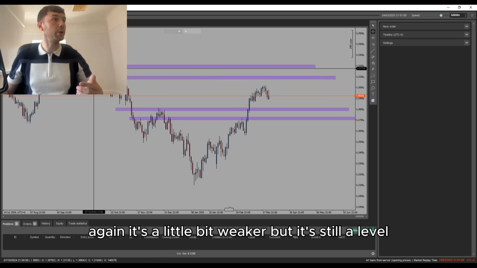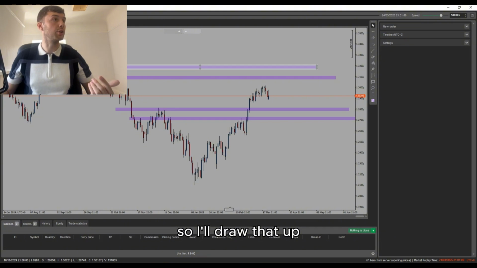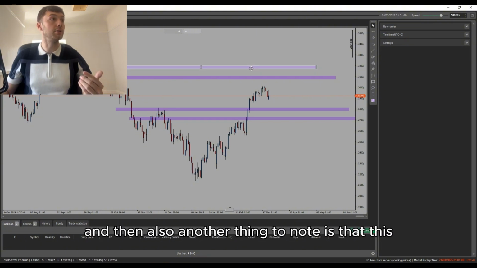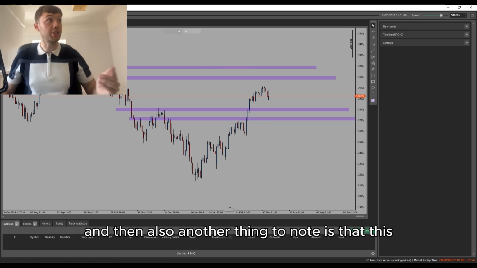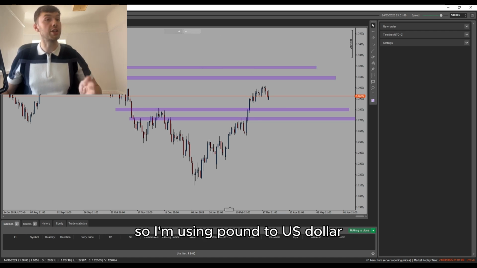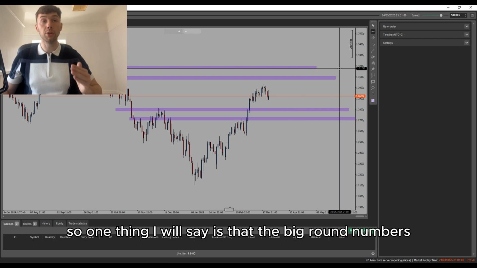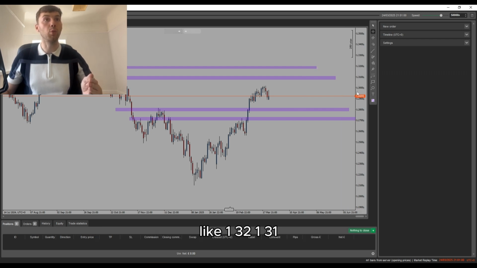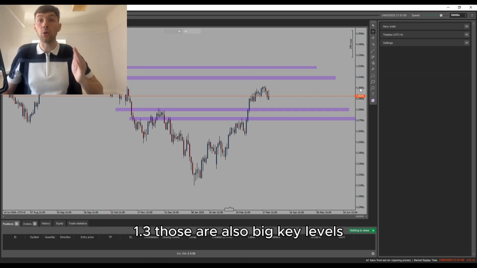Again, it's a little bit weaker, but it's still a level, so I'll draw that up. And then also another thing to note, I'm using pound to US dollar. One thing I will say is that the big round numbers like 1.32, 1.31, 1.3 are also big key levels, and GU does like to respect them.